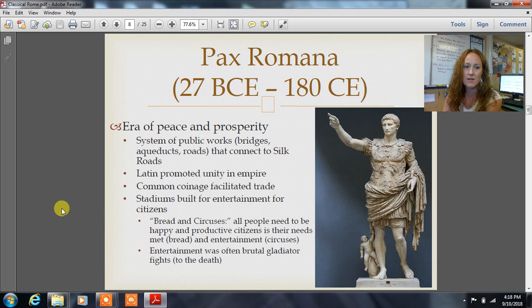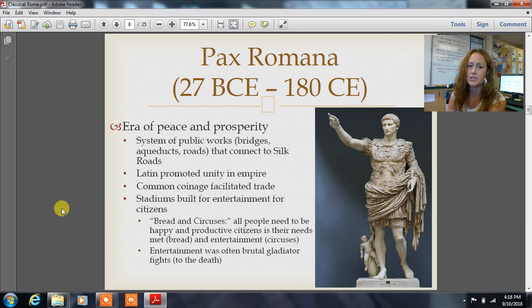So Pax Romana. This is the era of peace and prosperity, a system of public works, and you probably read about this a bit today. I hope my Roman group is doing some research on this, but the Romans are going to be famous for their canals and their aqueducts. There's a pretty good article I can post from Newsela talking about the Roman aqueduct system, just so you guys can look at it.